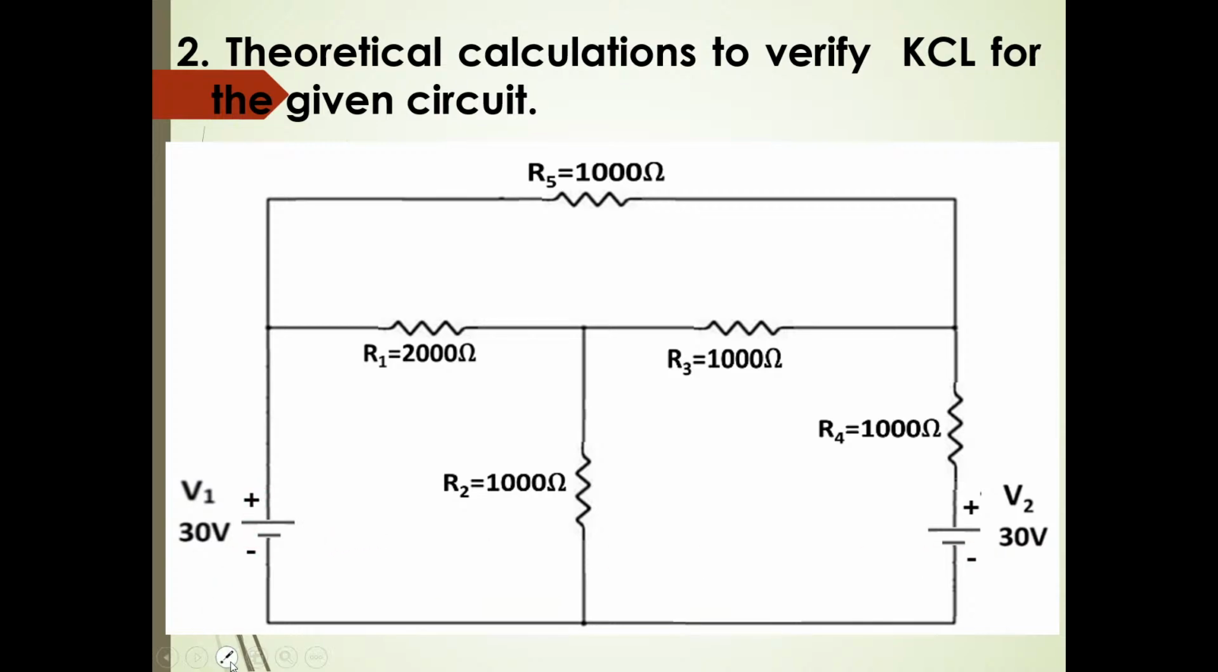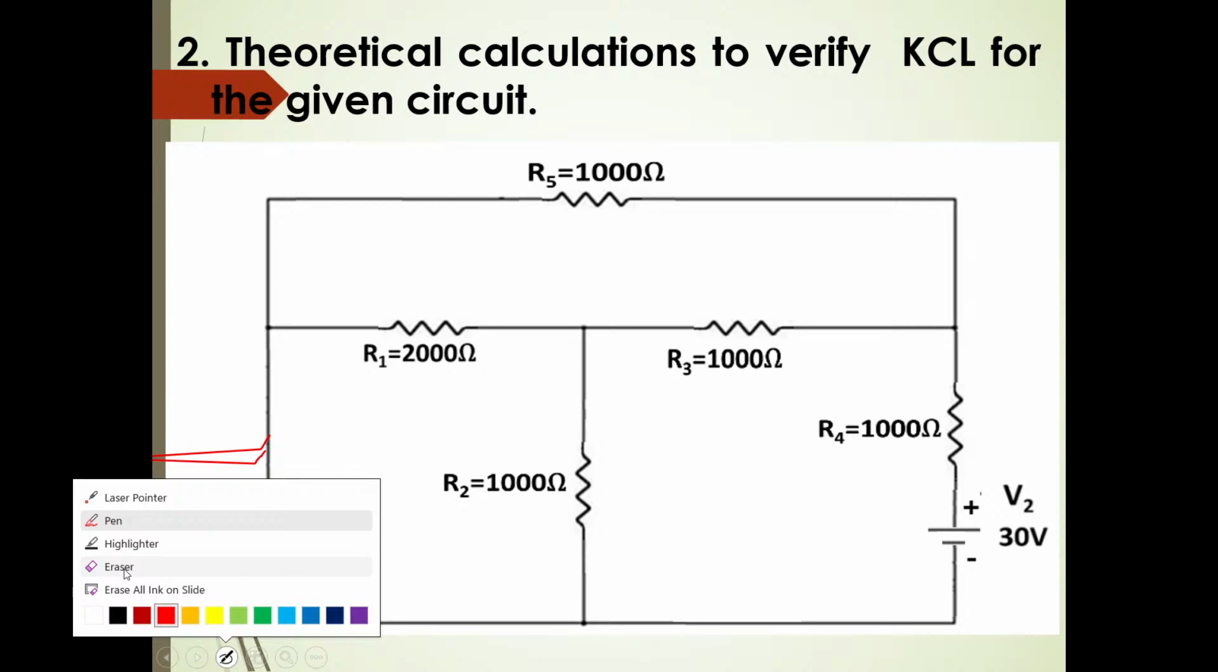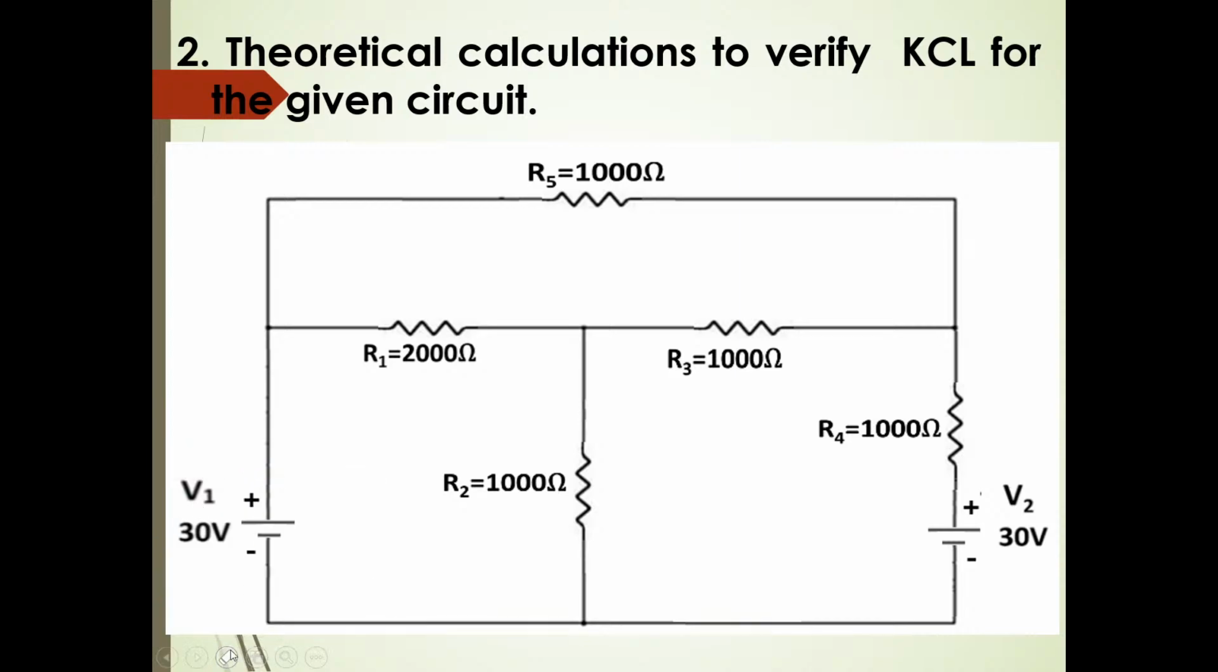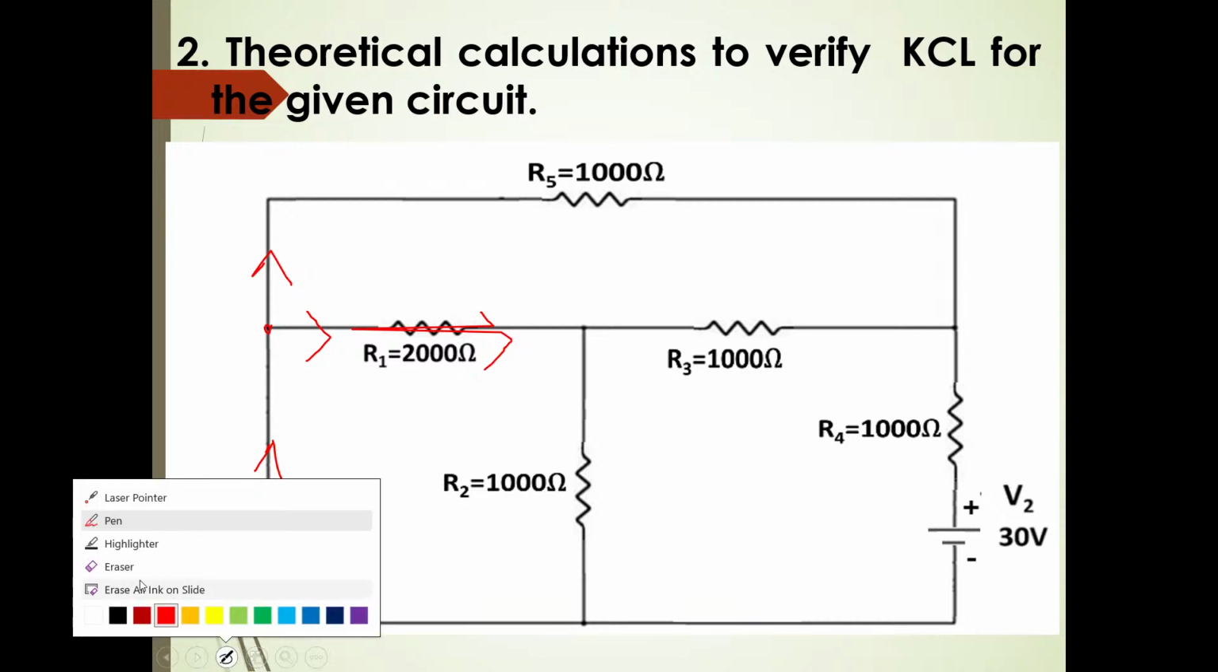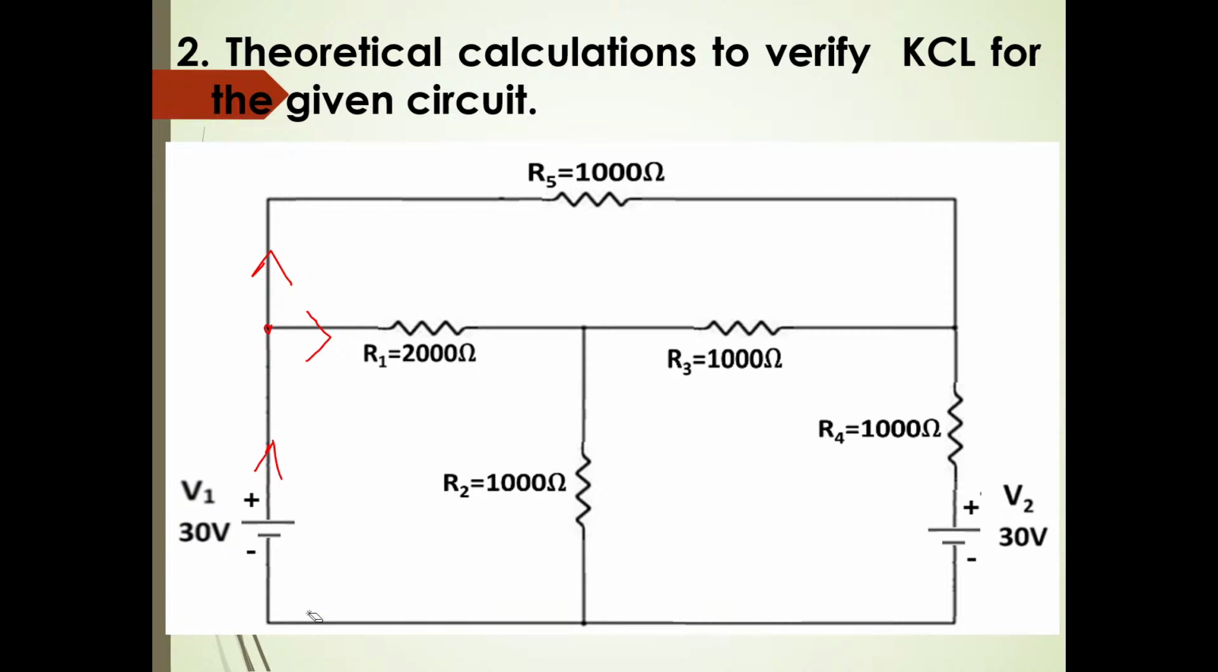Now from the positive terminal of the V1 source, current will start to flow into the circuit in this direction. After reaching this point, what will happen? Current will divide. This current will flow like this, and from the positive terminal of the other source, current will come out and flow like this.